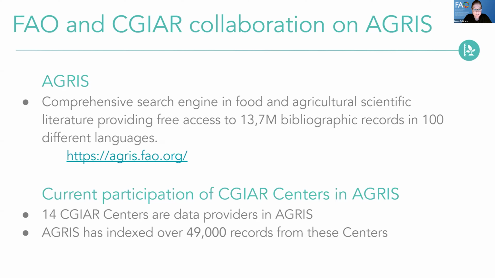CGIAR has been collaborating with Agris for quite a long time. It's nothing new, not in the way that it is with Agrovoc, but we thought it's important to remark on a couple of things. We have several CGIAR centers in Agris already, and at the moment we have about 49,000 records from these centers.